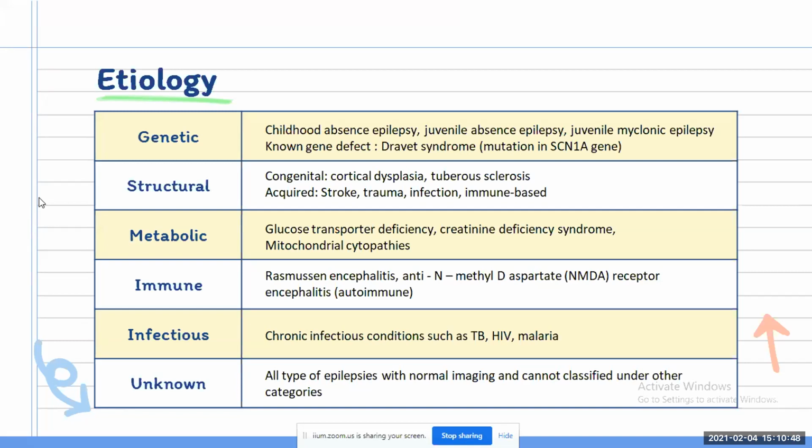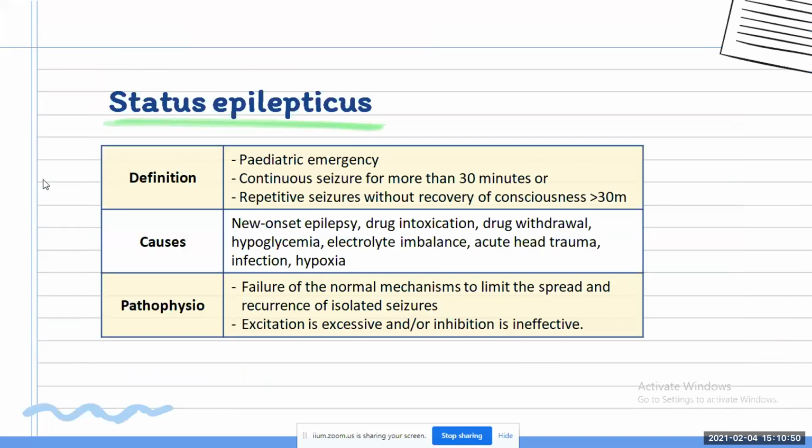Okay, so for status epilepticus, it was already explained in the febrile seizure just now. It is a pediatric emergency with continuous seizure for more than 30 minutes, or repetitive seizures without recovery of consciousness for more than 30 minutes. It can be due to new onset epilepsy, drug intoxication, drug withdrawal, especially of anticonvulsants, hypoglycemia, electrolyte imbalance, and so on.